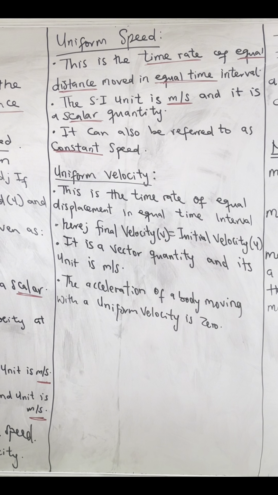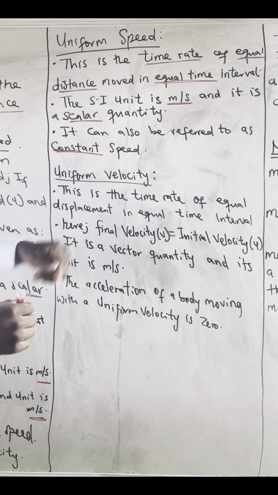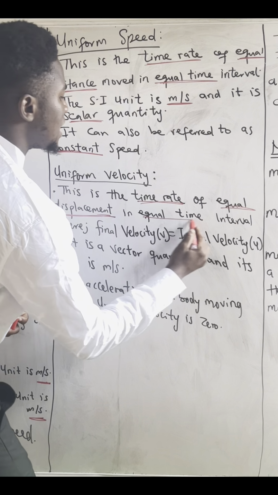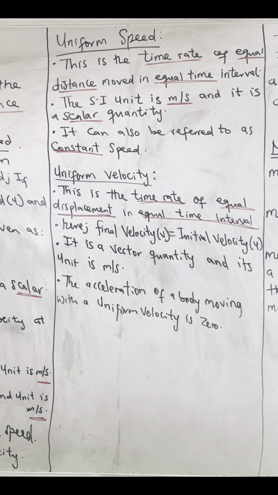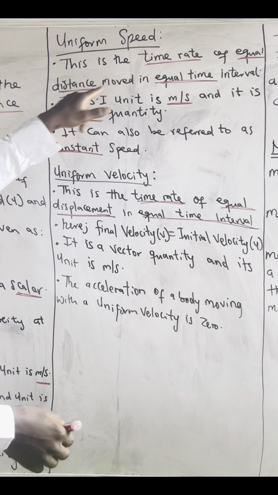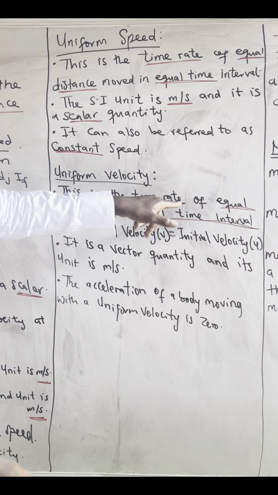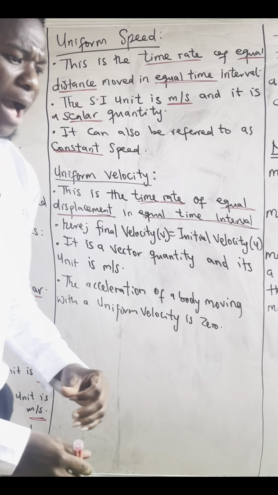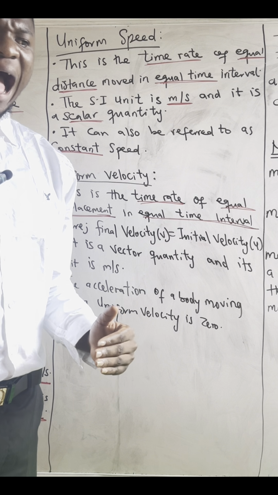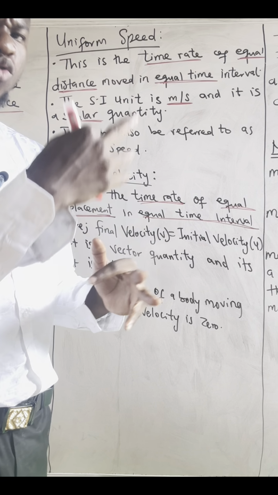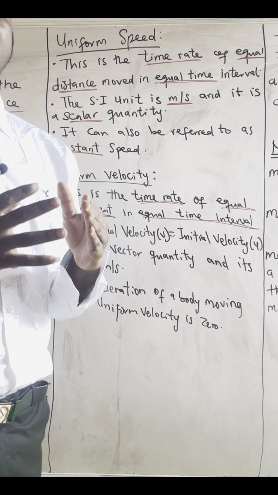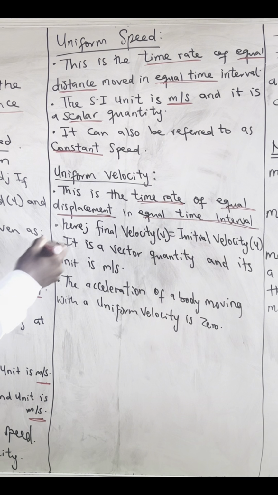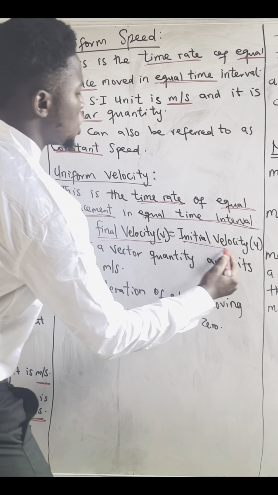So guys, uniform velocity is the time rate of equal displacement in equal time interval. So uniform speed is the time rate of equal distance in equal time, but uniform velocity is the time rate of equal displacement in equal time. Do you get that? This simply means that if you are moving from one point to another and you are covering equal distance in equal time, we are going to say that your movement is constant or uniform.